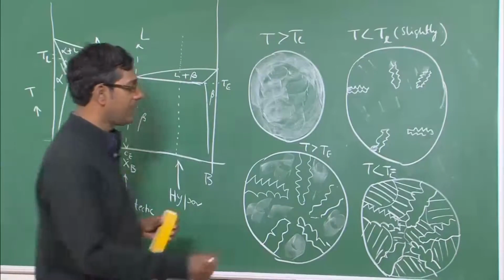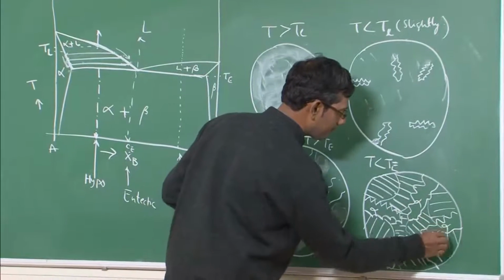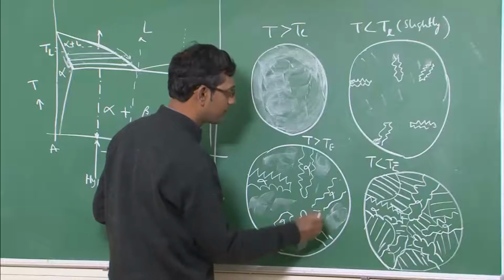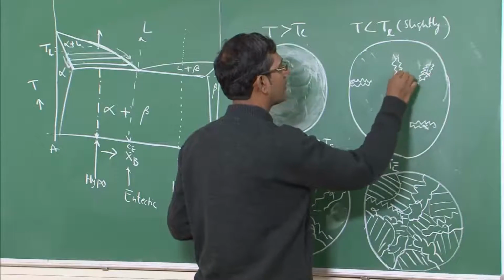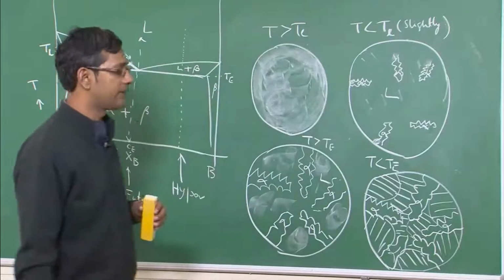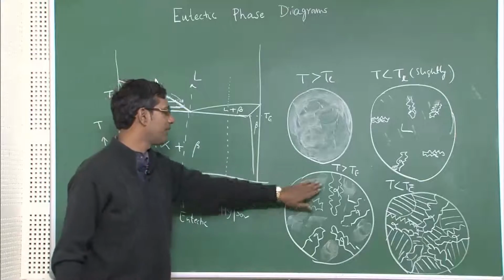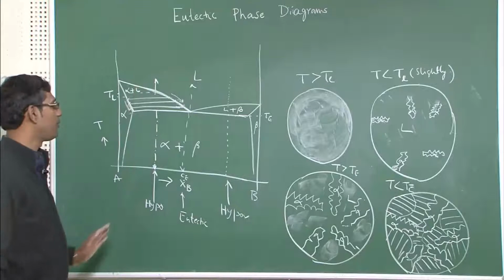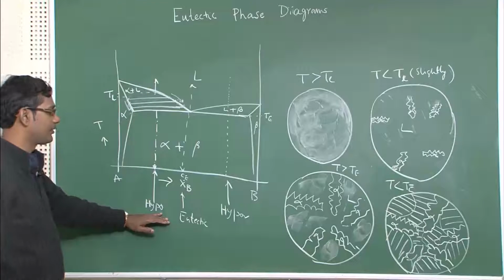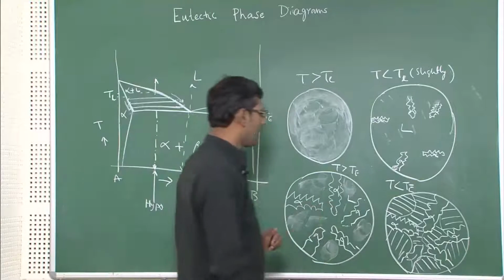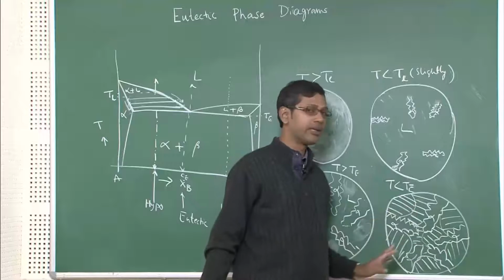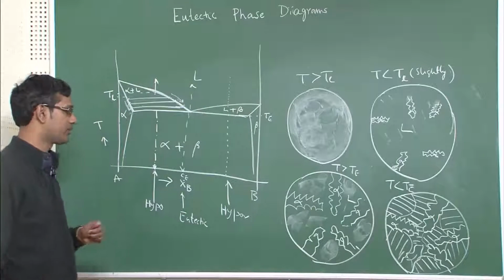So, what you have is basically alpha dendrites, this is also alpha dendrites, and in between the alpha dendrites you have eutectic, the liquid which is present here having undergone the eutectic reaction. So, this is what will happen when you cool down the liquid, that is the alloy, of hyper-eutectic composition. That is what you see for aluminum silicon alloy. Aluminum silicon hyper-eutectic alloys will have aluminum dendrites, and in between you have eutectics. This is exactly what you have seen in the microstructure which I have shown you.